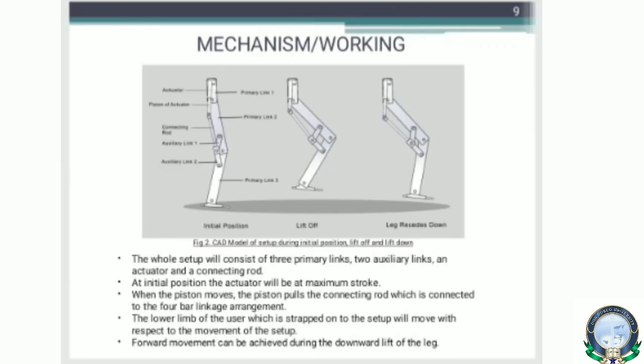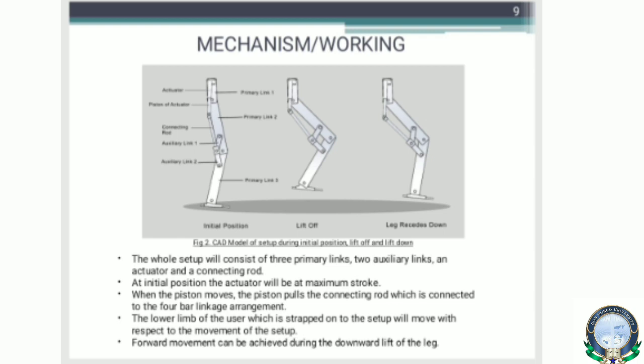Mechanisms and working of our model. Our model consists of 3 primary links and 2 auxiliary links. As we can see in the figure, the primary link 1 is fixed at the waist with the help of belts and straps, and thus this link will be fixed.